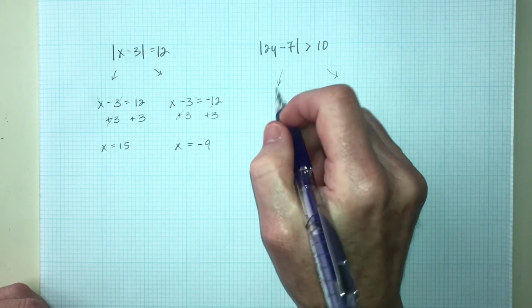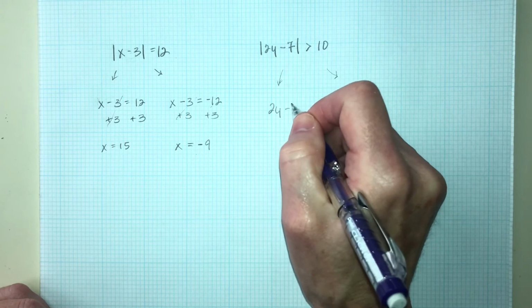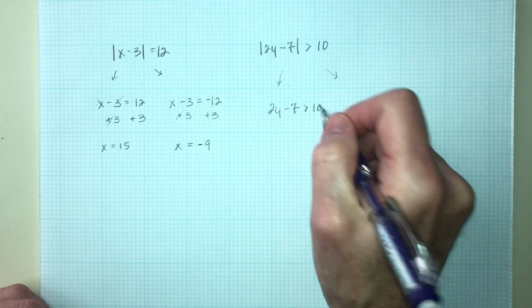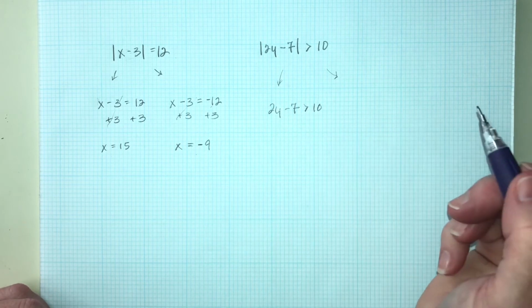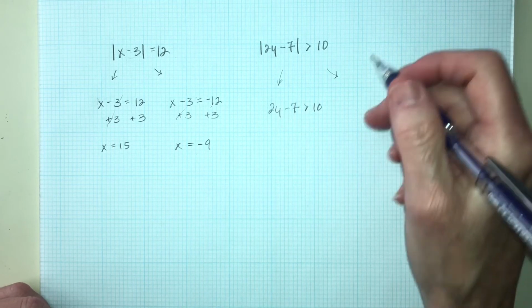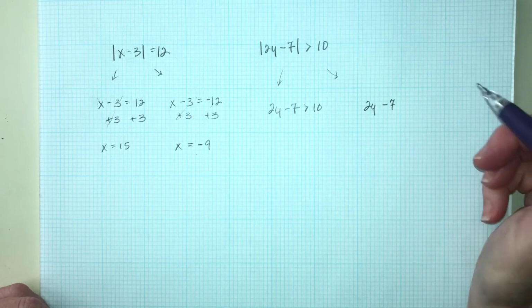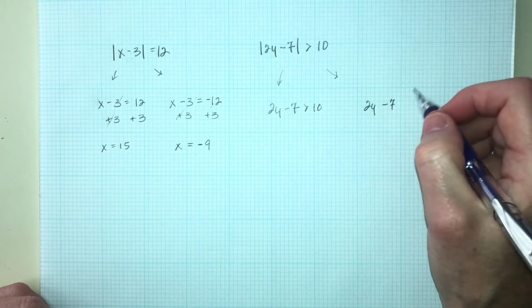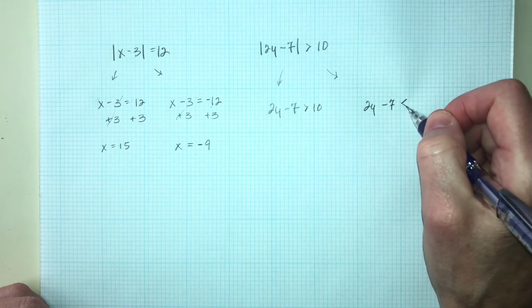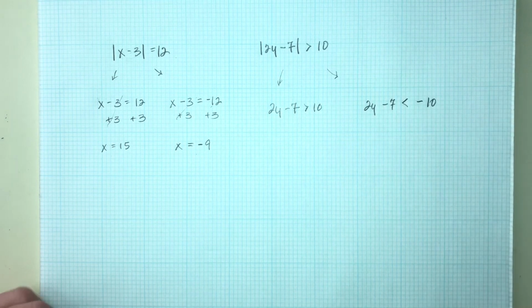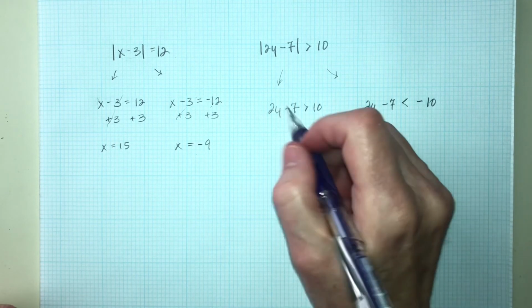So our first one is we're going to write the initial inequality just without the absolute value bars. And the second one, we're going to write that first part, and then we're going to turn around the inequality sign and make this answer over here negative. And then we solve each one of those for the variable.